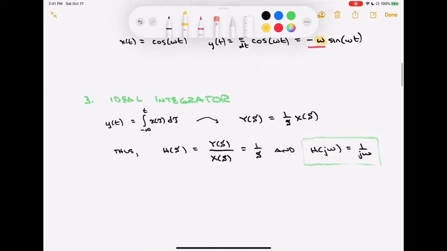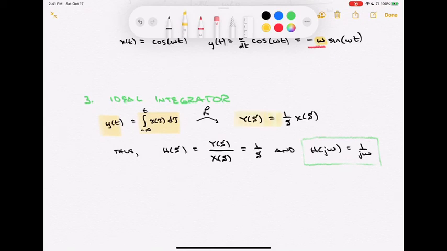If I look at the inverse of a differentiator, an anti-differentiator, that's an ideal integrator. So we're going to go ahead and look at an ideal integrator. In this particular case, our output y is just the integral of x. If I want to find the transfer function, I'm going to go ahead and Laplace transform that.